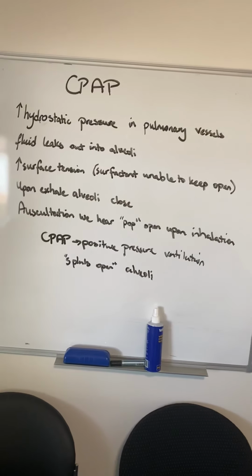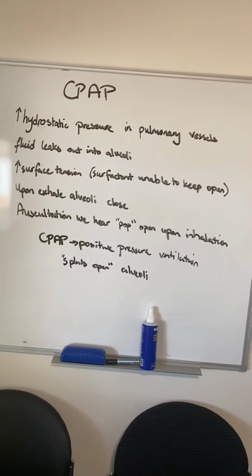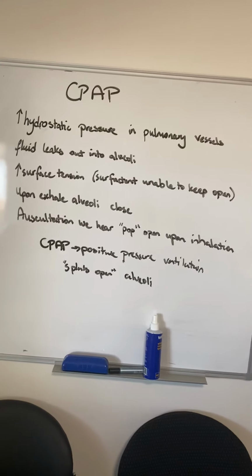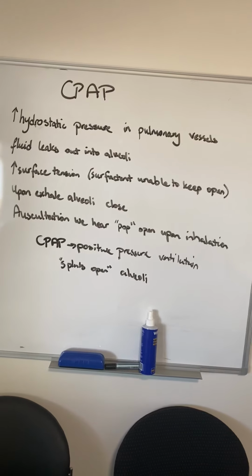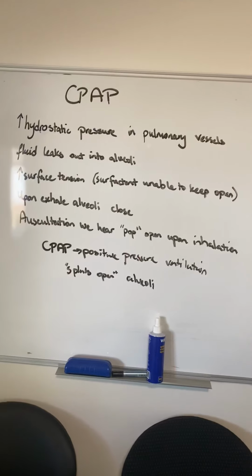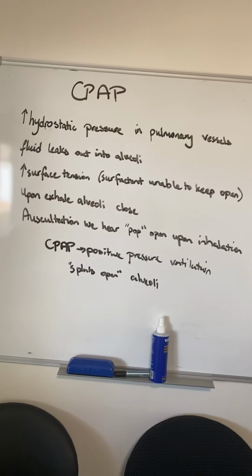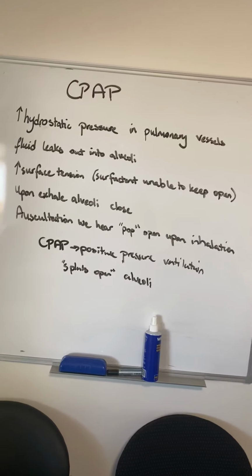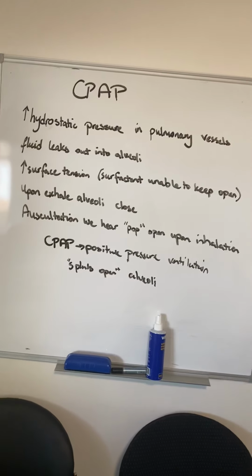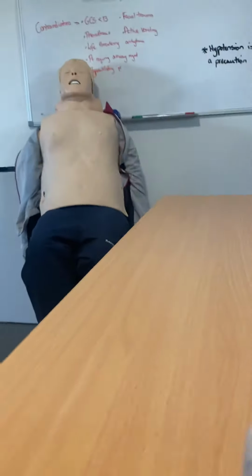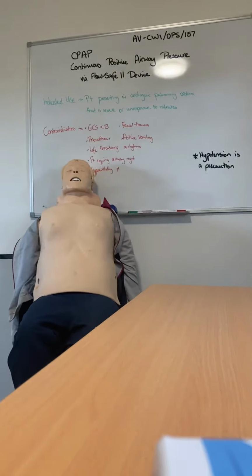So when we auscultate a patient in APO, we hear a popping sound upon inhalation. So the role of CPAP is positive pressure ventilation. This causes the alveoli to be splinted open with the constant positive pressure. So that's a super quick overview of CPAP and its role. I went down the rabbit hole and you're there with me now.